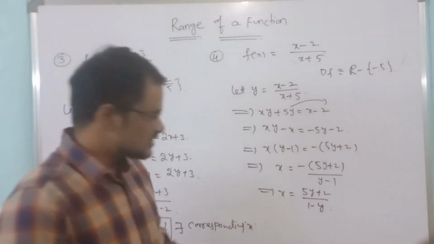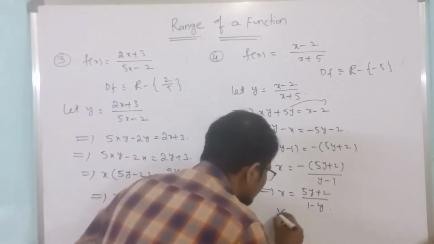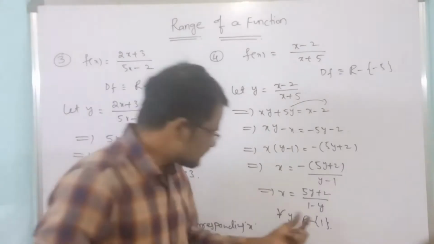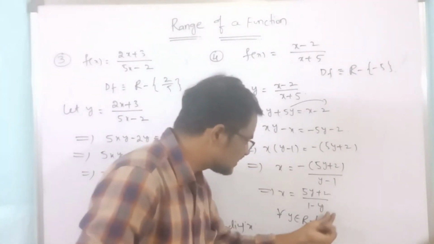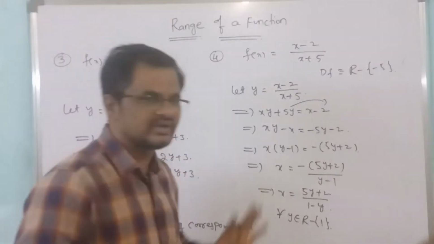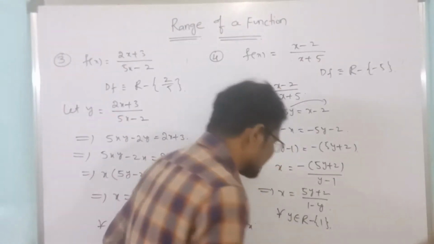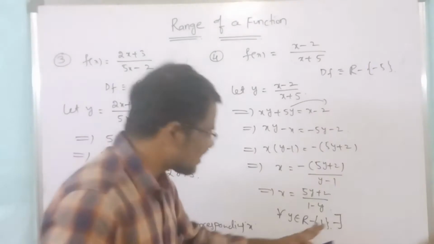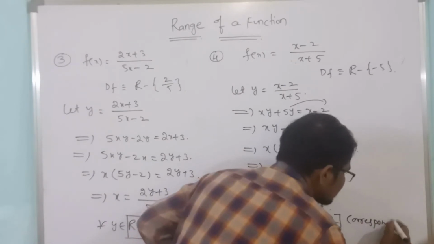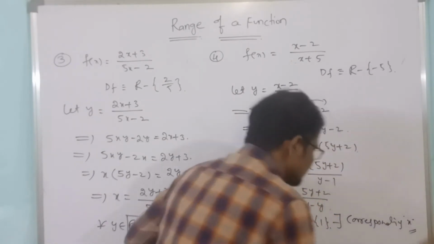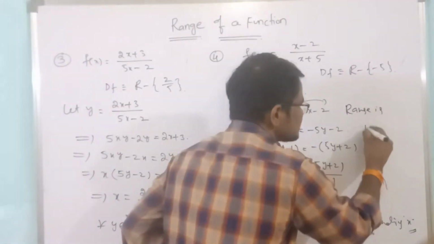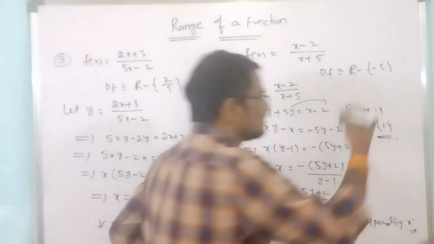Now this function exists for all y belongs to real numbers except what? 1. Because if you substitute y equal to 1, the denominator is 0, which is not allowed. So for all y belongs to real numbers except 1, there exist corresponding x values. So what is the range of the function? Therefore the range is R minus 1. This is our required answer.